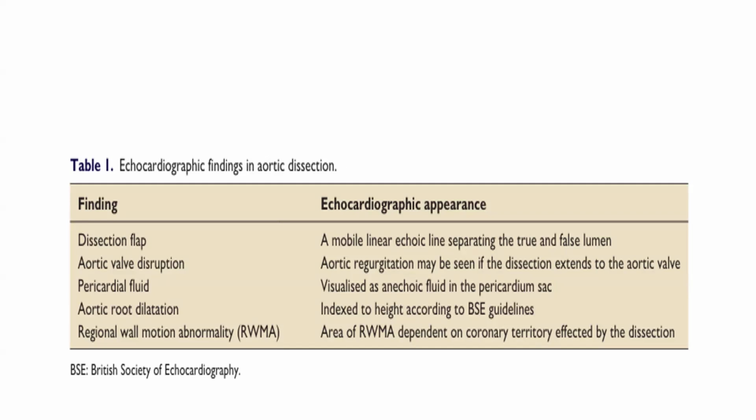Aortic root dilatation, indexed to height according to the BSE guidelines. Then the regional wall motion abnormality. Areas of regional wall motion abnormality depending on the coronary territory, if affected by the dissection.